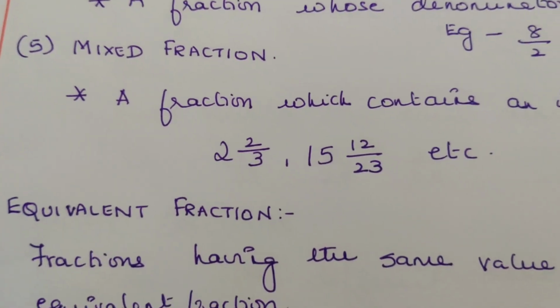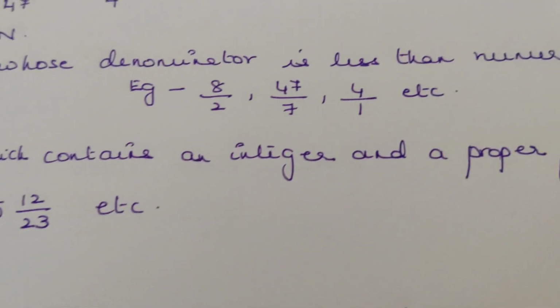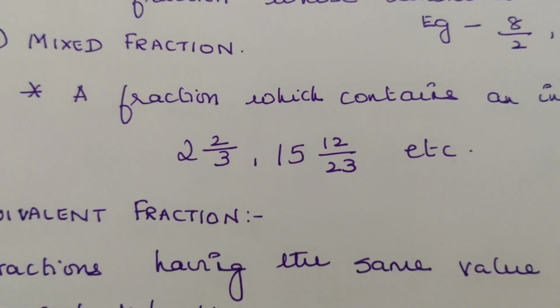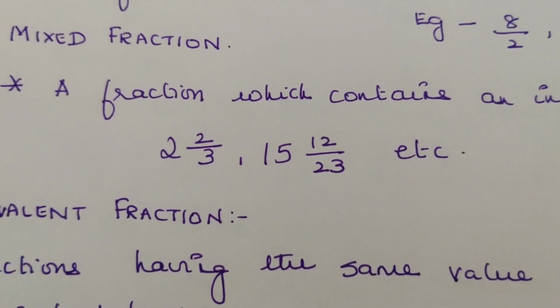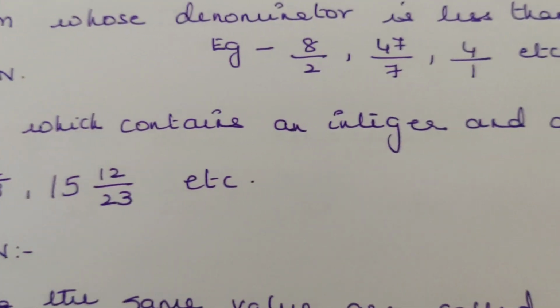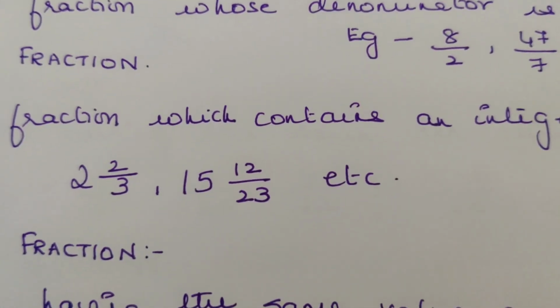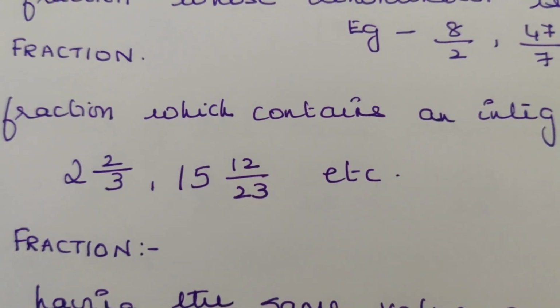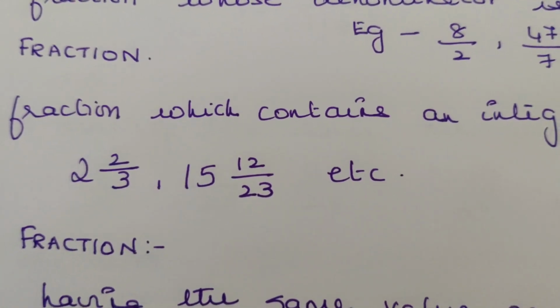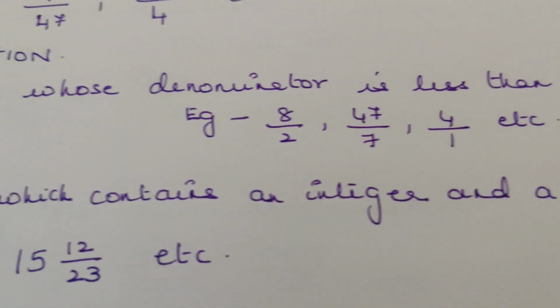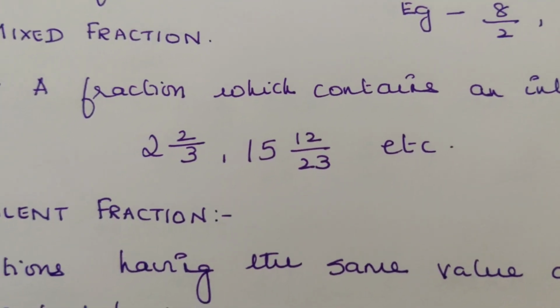What is a mixed fraction? A fraction which contains an integer and a proper fraction is called a mixed fraction. Okay, example, 2 and 2 by 3. 2 is an integer, 2 by 3 is a proper fraction. Therefore, 2 and 2 by 3 is a mixed fraction. 15 and 12 by 23. That means 15 is an integer and 12 by 23 is a proper fraction. So that is a mixed fraction.